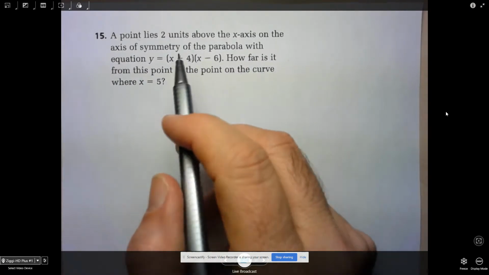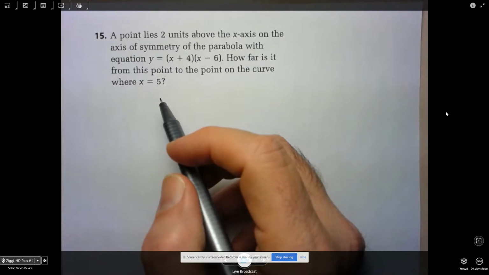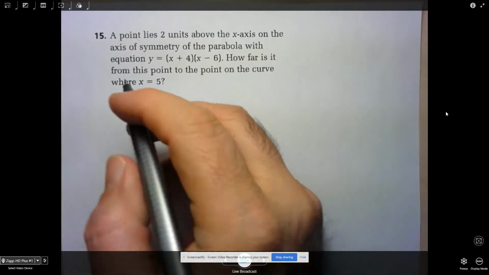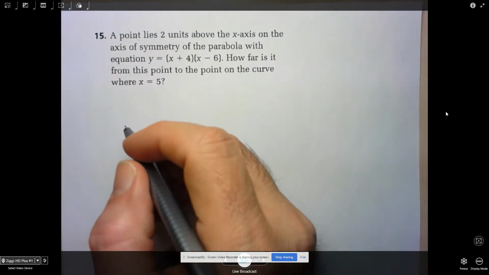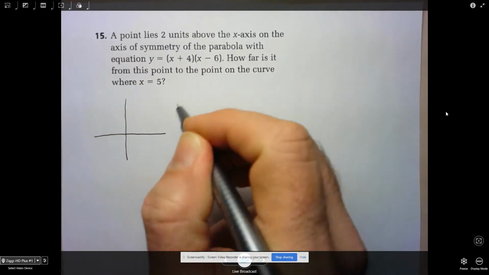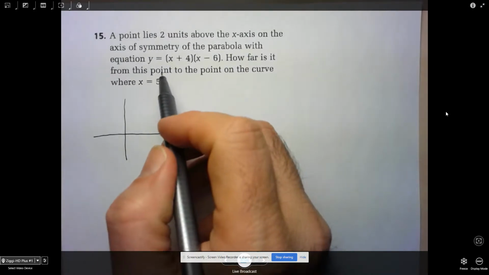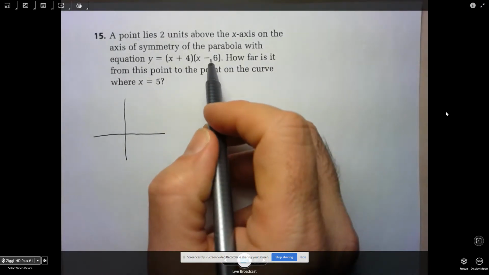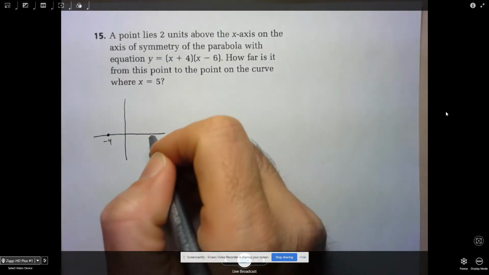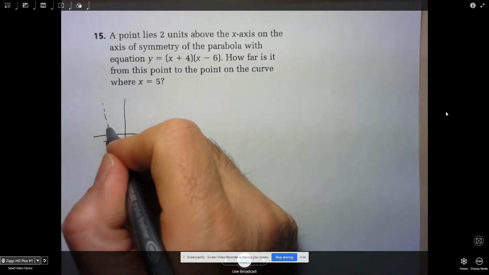You certainly could solve it without drawing a diagram. I just think drawing a diagram will make everything a lot clearer. All right, so let's draw this parabola. I'm not going to be too picky about being exact, but we know that this parabola opens upward since the a value is 1. That's positive. And it's going to have x-intercepts at -4 and 6 because it's given in factored form here. We can see the x-intercepts easily. So the parabola is going to look something like this.